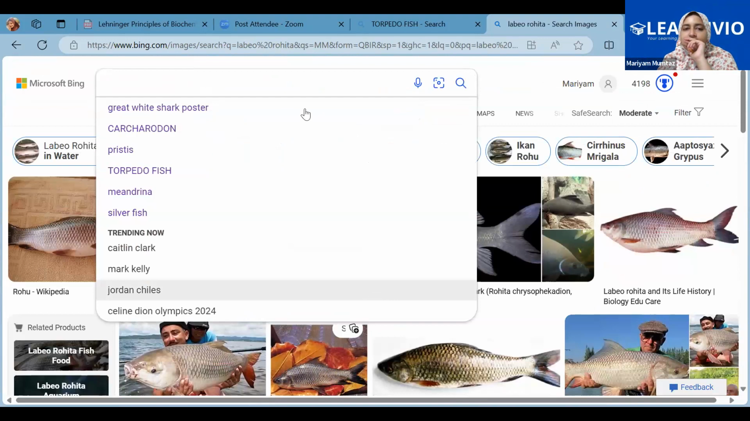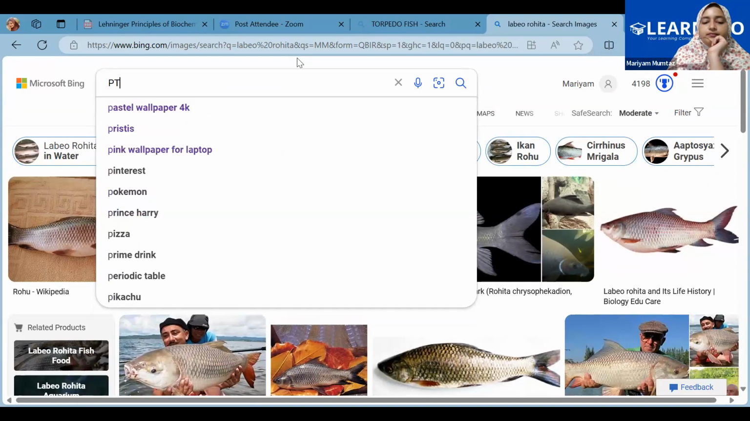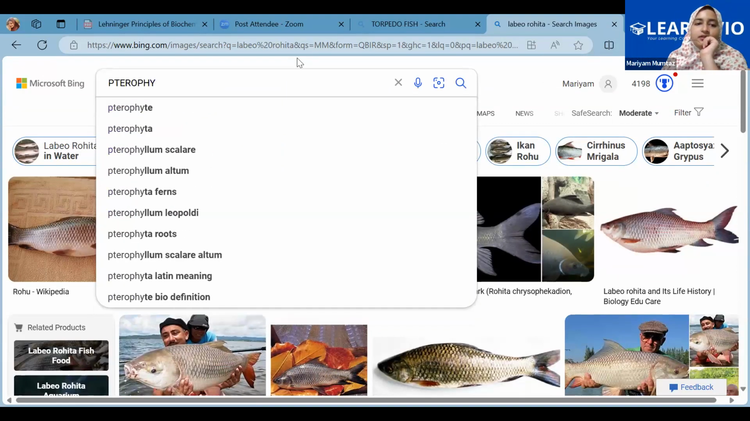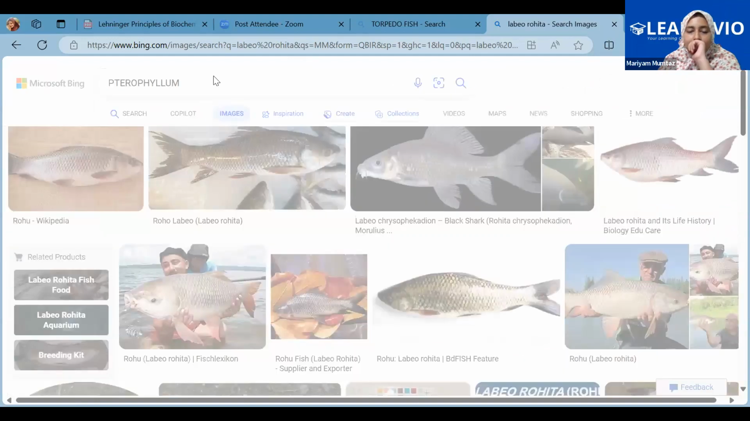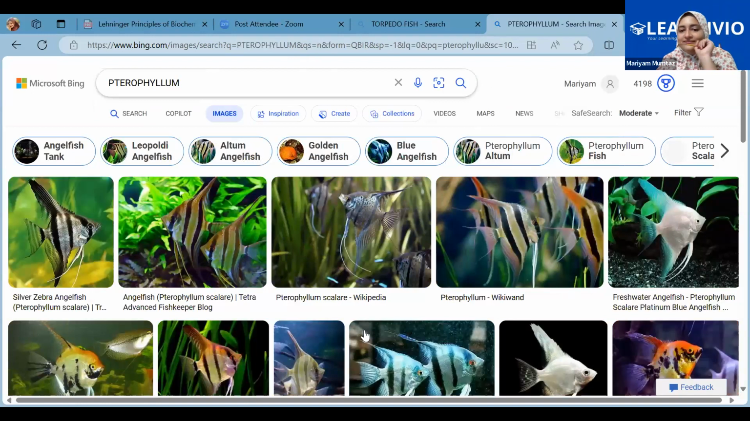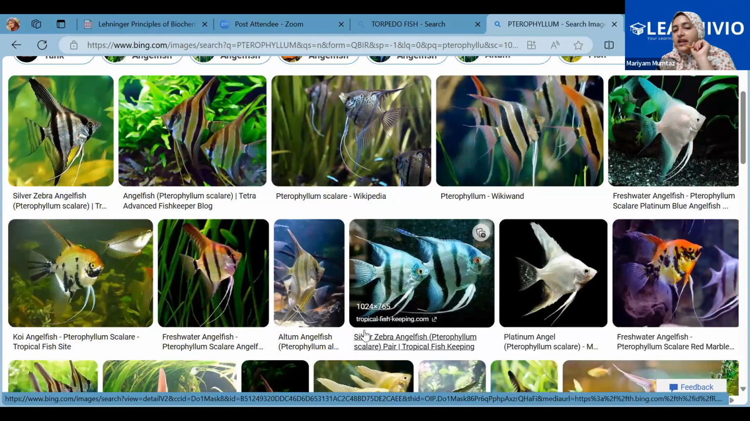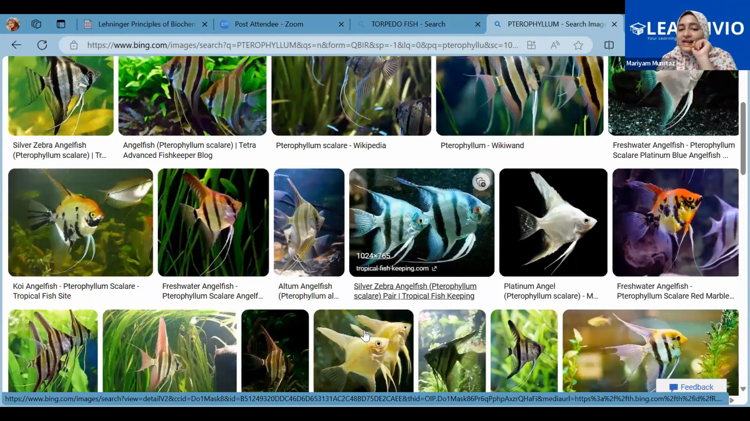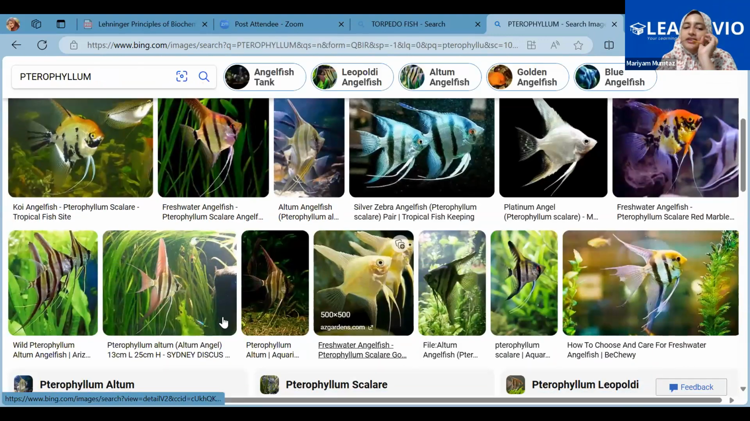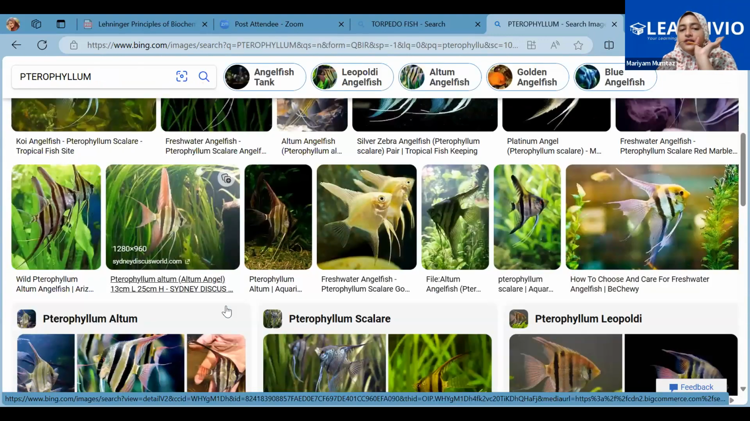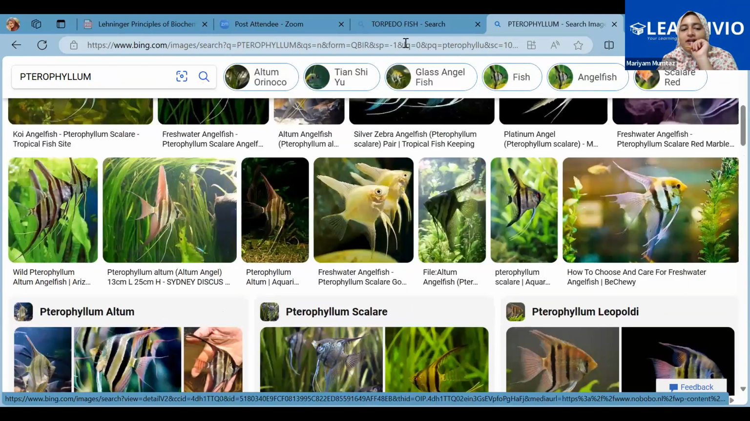After that, we also have what else? Yeah, Pterophyllum. This is very beautiful. See, angelfishes. Now, this is also a very commonly occurring fish that you might see in aquariums. In India, this is very, very common. Okay, we have Pterophyllum. Now, let us see Clarias.